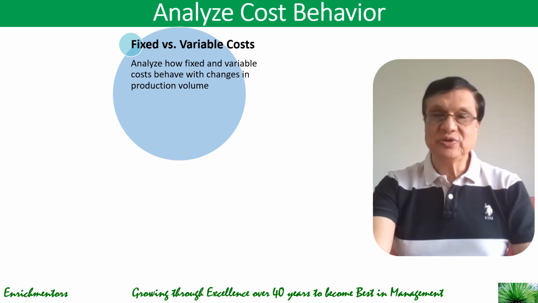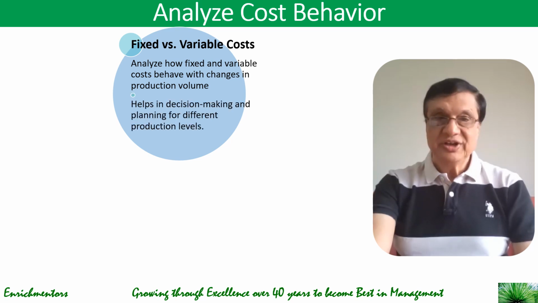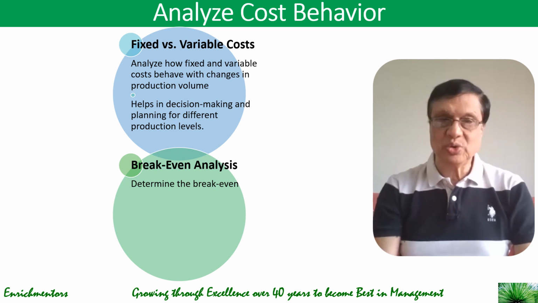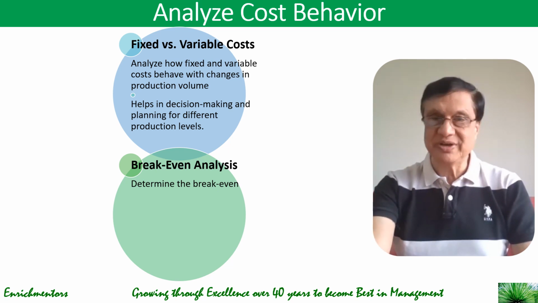If you find that your fixed cost dramatically reduces with a small change in volume, you might as well increase the volume by reducing your prices and get the benefit. Then you do break-even analysis, another thing to do in analyzing the cost behavior. There you determine the break-even point where the total revenue equals the total cost.